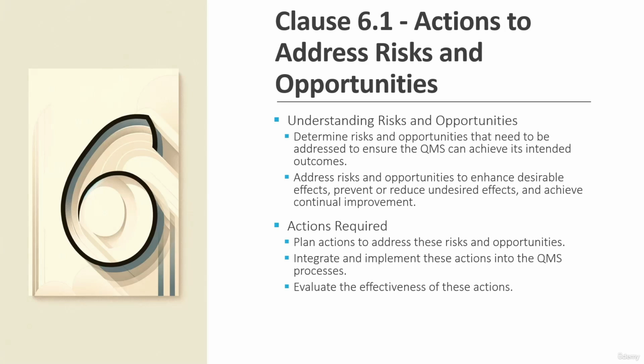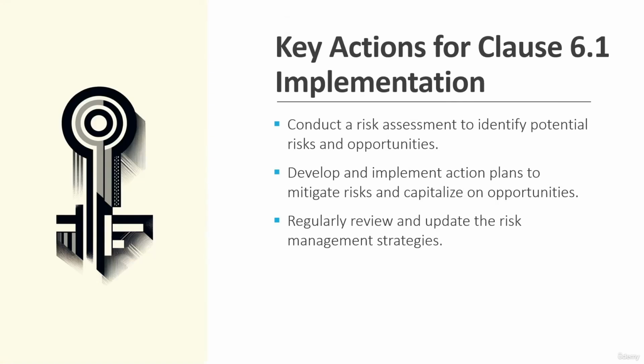Let's talk about some key actions which companies need to take when they are implementing 6.1, which is addressing risks and opportunities. So the first thing is obviously you need to find out the risks and opportunities. So you need to conduct an assessment session to find out what are the potential risks and opportunities. And once again, I emphasize on the word potential, because risks and opportunities are related to uncertainties. You don't know whether these will happen or might not happen. And then based on that, you develop an implementation plan to mitigate risk and capitalize or take best use of opportunities. And you need to regularly review and update this risk management strategy.